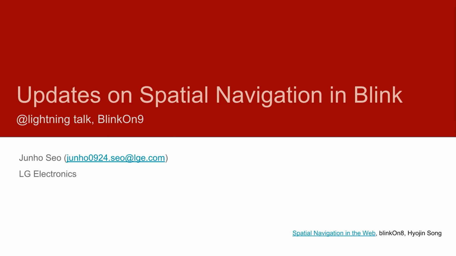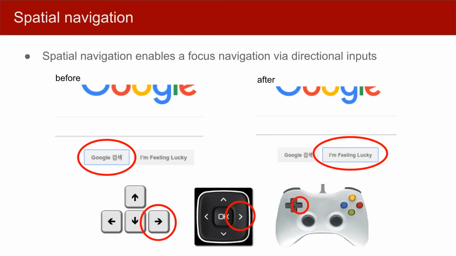I'm working at LG. And at the last BlinkOn, we shared our plan for spatial navigation in the web. So I'm going to talk about updates on spatial navigation in Blink. First, what is spatial navigation? Spatial navigation is a type of focus navigation. It is enabled by directional input.